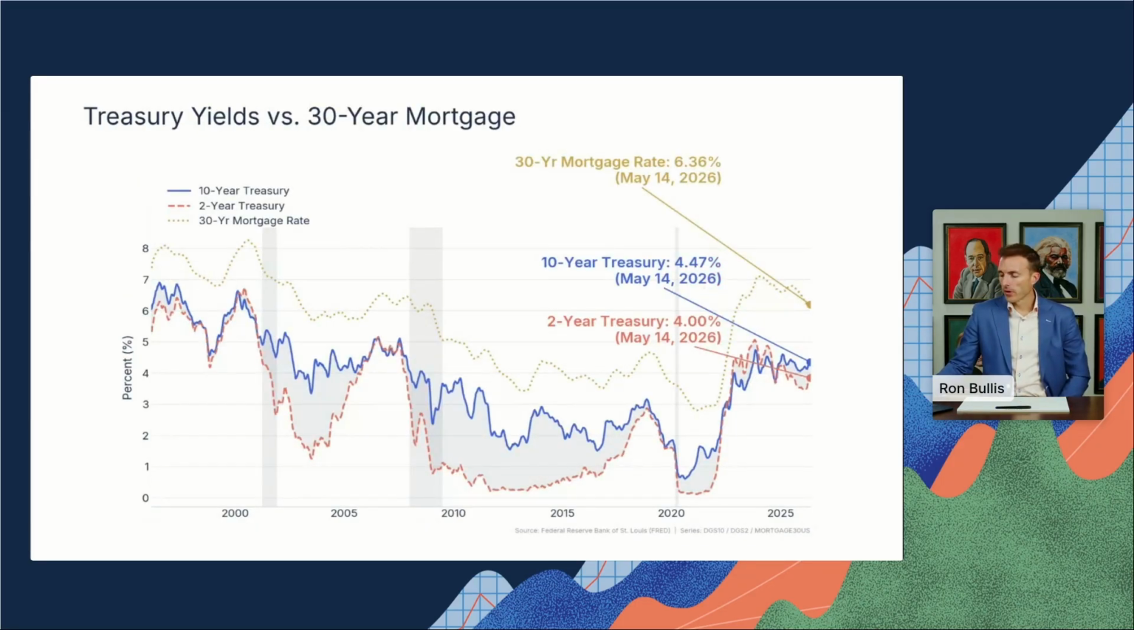Treasury yields and 30-year mortgages. Short-term Treasury yields are hovering around 4% for 2 years, and 10 years at 4.47. What is this? Let's do a quick primer here. I'm not going to go too deep, but this is worth mentioning. Why is it that the Treasury is paying a 4% yield on 2 years, and the market's accepting that, but then on a 10-year, they're accepting a 4.47 yield?